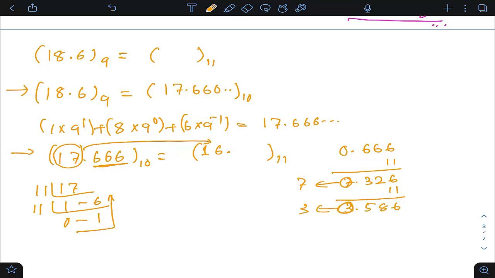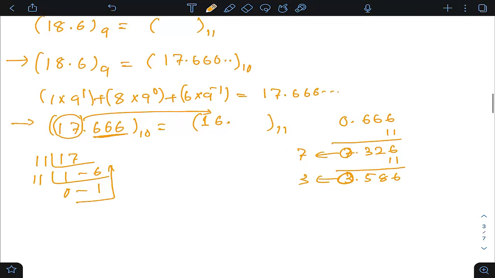So this is your 0. Then again you multiply this with 11. So 11 into 0.586, this is coming as 6.446. So this 6 you'll be bringing here and you make it 0. You again multiply by 11 and this process will continue. But while giving the answer of this, you have to go from top to bottom.